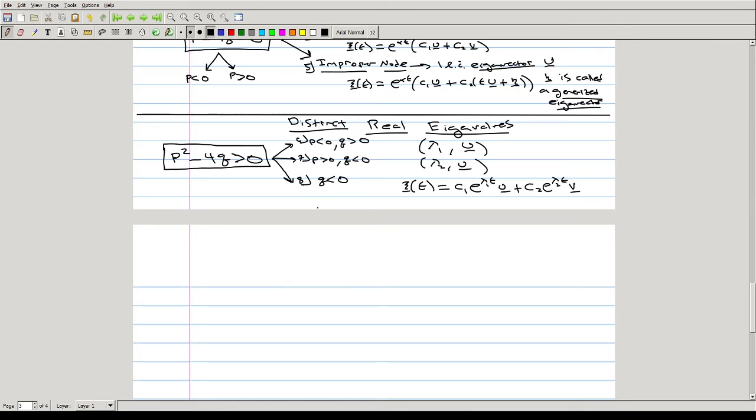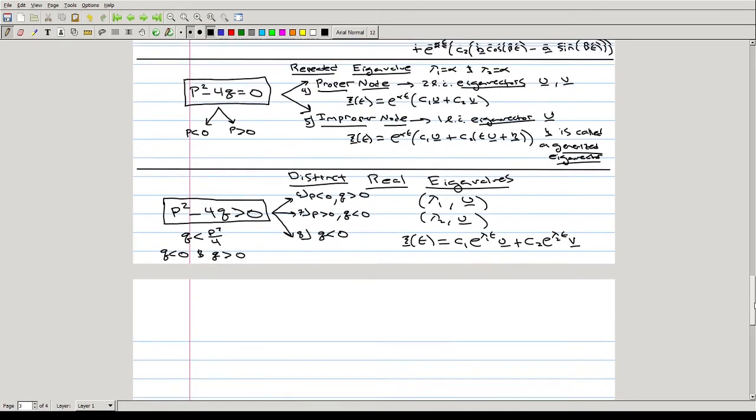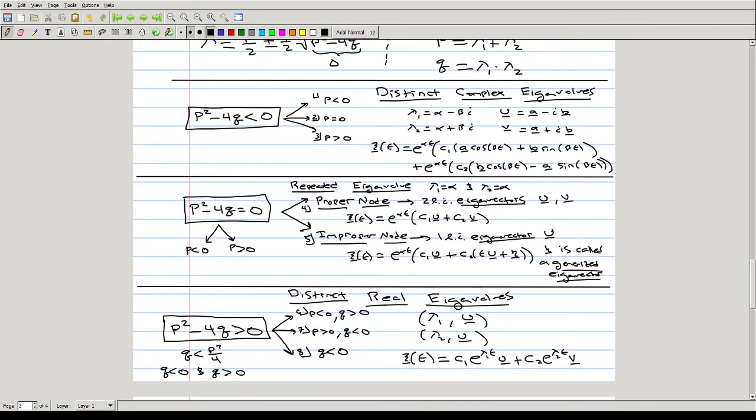And the reason that we are including q here is because if this is greater than 0, this means that q is less than p squared over 4, which means that the two main potential values for q are that q could be less than 0 and q could be greater than 0 in this region. Same thing right here: p squared minus 4q is equal to 0 just means that q is equal to p squared over 4, so q has to be positive for any of these points. And same thing here, when p squared minus 4q is less than 0, then q has to be greater than p squared over 4, which means that q is necessarily positive.